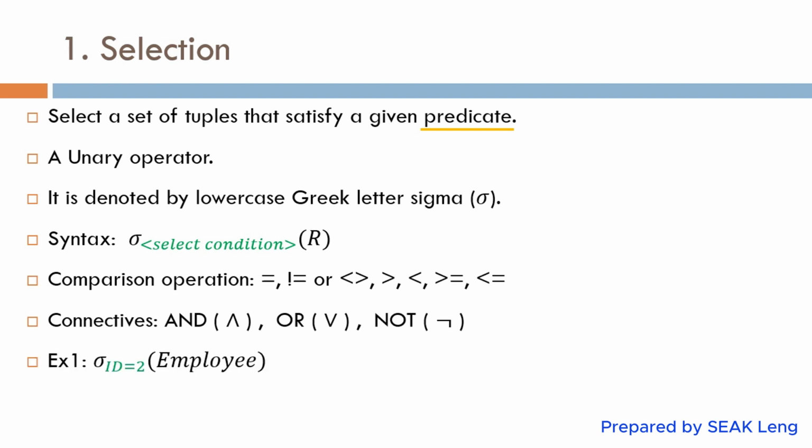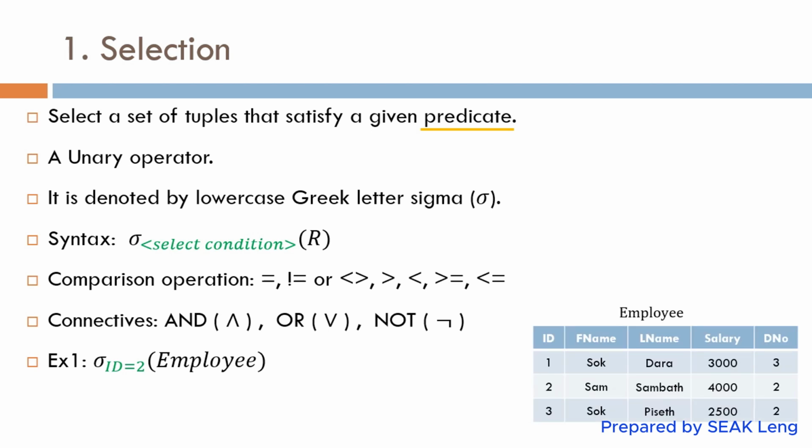Let's see example number 1. We write the sigma followed by the subscript id equal to 2 and employee. So we mean that we want to select the employee whose id equals 2. Let's see the example of the relation employee. We have three tuples with ID 1, 2, and 3. In example 1, we want to select the employee with the ID equal to 2.